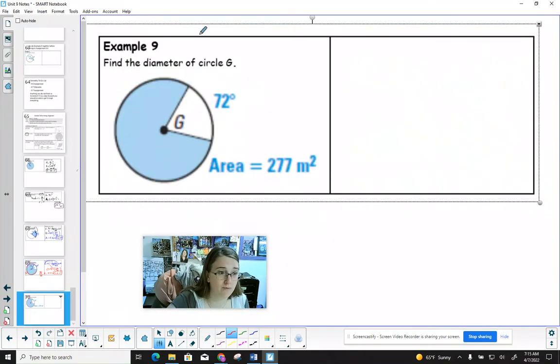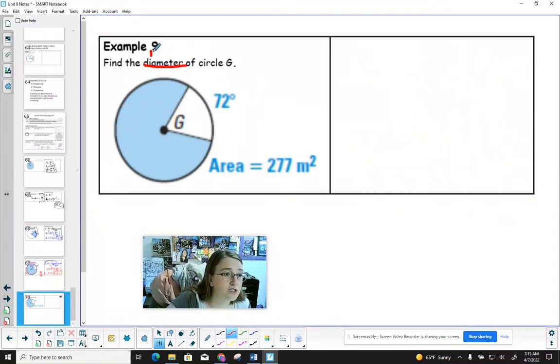So you're going to try one more. You're going to skip to number 9. You can go ahead again, skip to number 9. We're actually going to go ahead and just find the radius. We will find the radius of circle G.